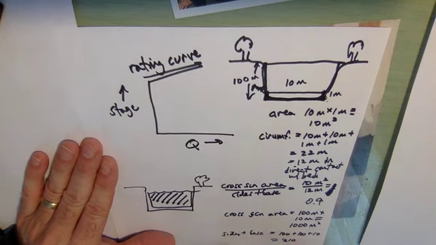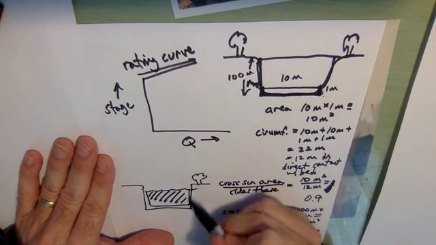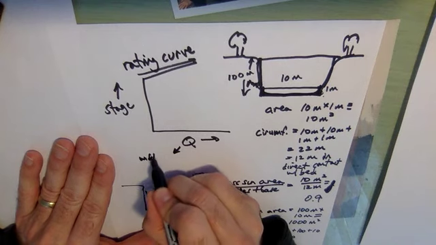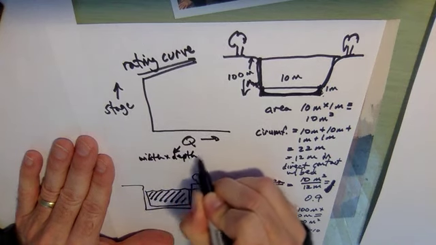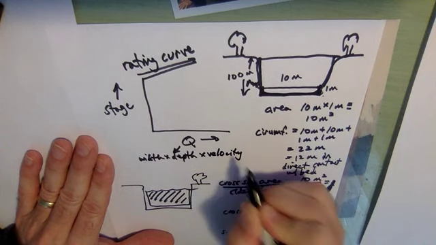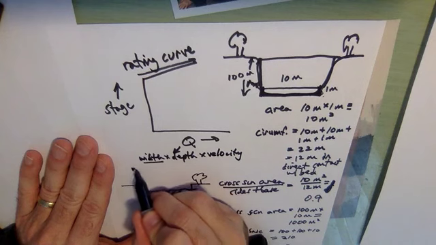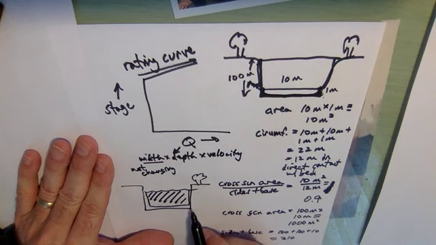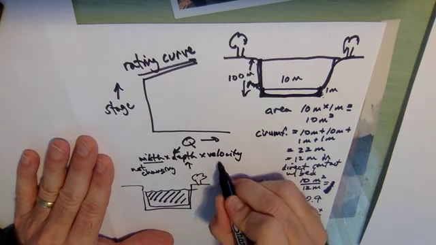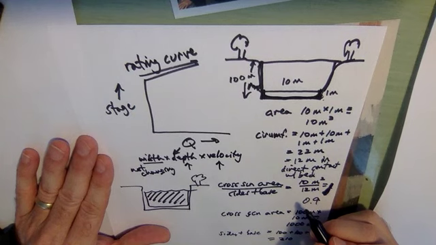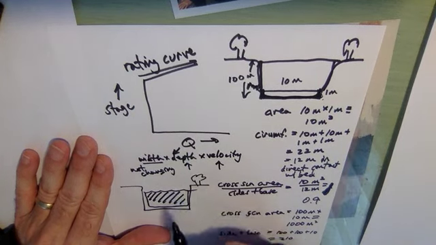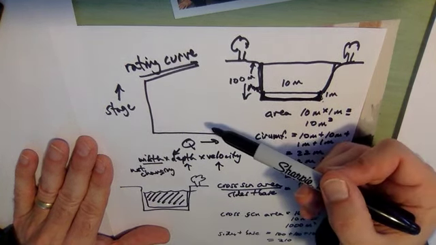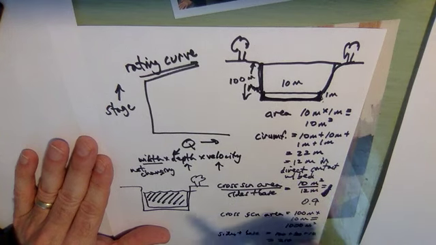At the same time, we are increasing the cross-sectional area, right? So remember that Q is width times depth times velocity. So in our simple model here, the width is not changing as stage increases, right? It's always 10 meters across. The depth is increasing, and the velocity is increasing as well, right? So what's that mean? That means that Q is going to increase faster and faster as stage increases. As the water gets deeper, the volumetric flow is going to be increasing faster and faster.